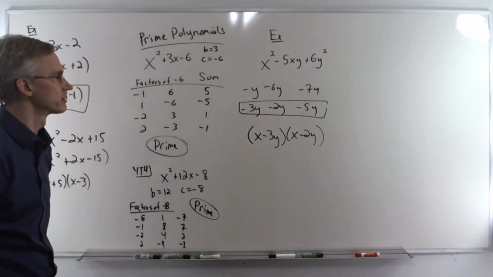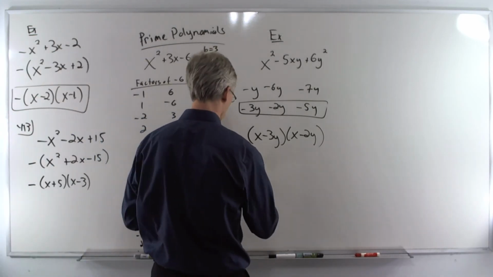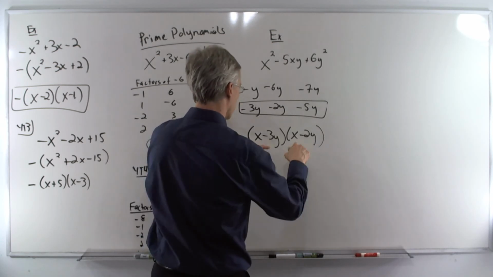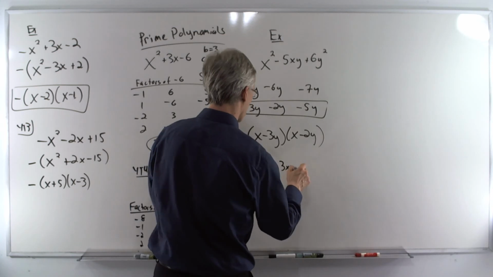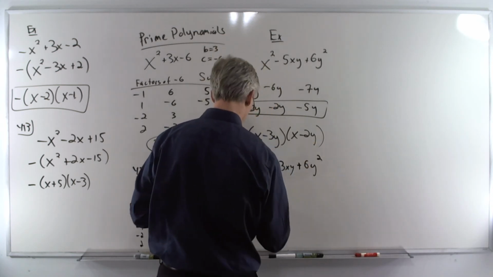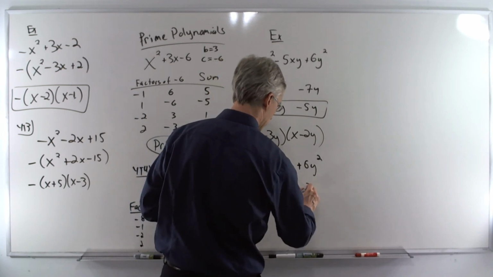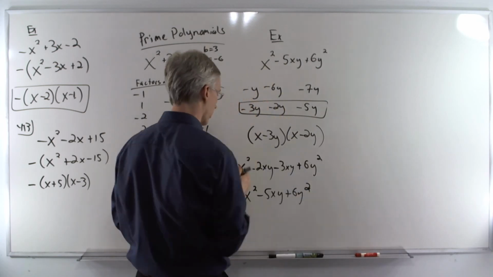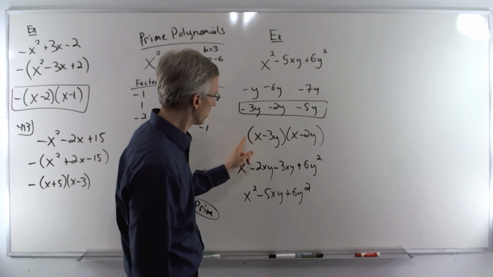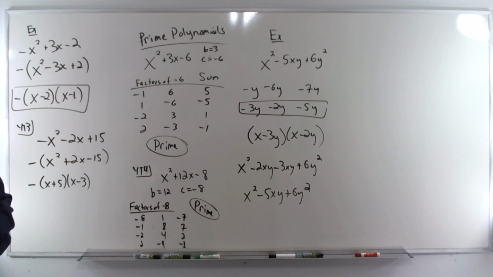And if we FOIL this, we get x squared minus 2xy minus 3xy, and last, plus 6y squared. Combine like terms, and we are right back where we started. So that middle term of the x that we were ignoring before comes back in when we FOIL and multiply by those x's. Your turn, number 5.